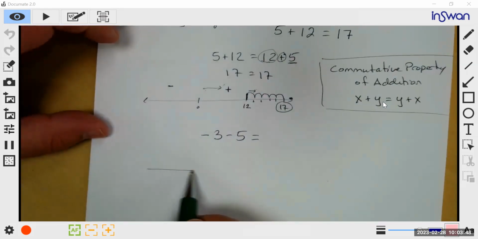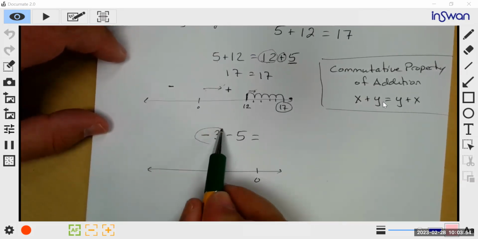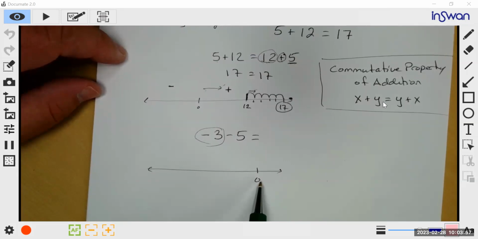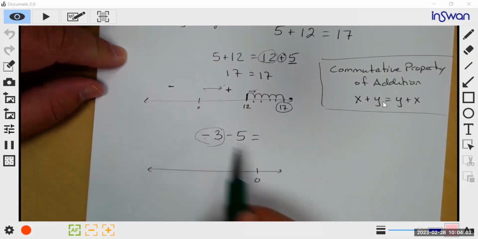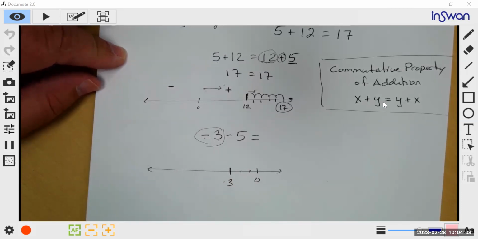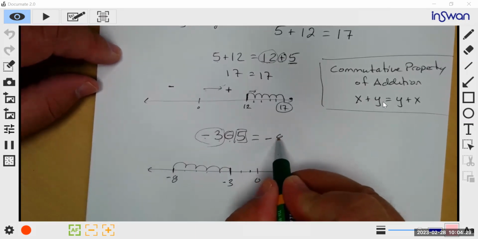Let's look at number 9 again. Here's 0. This first one, where is -3 with respect to 0? To the left, because negative numbers are to the left. So we go left, how many spaces? 1, 2, 3. So -3 is here. Which direction do we keep on going? To the left. How many spaces? 1, 2, 3, 4, 5. So -4, -5, -6, -7, -8. So the answer is -8.